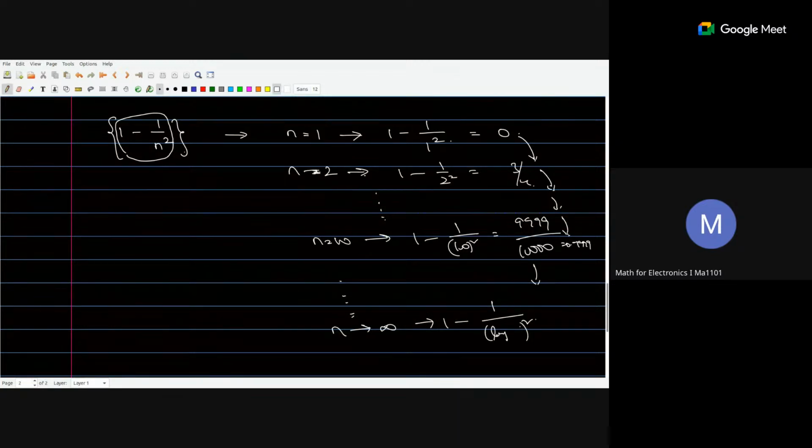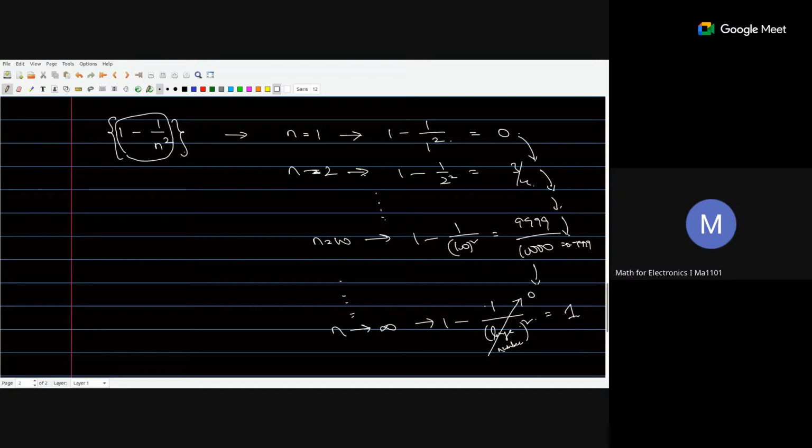Large number. So I'm not substituting infinite there, but I'm saying large number. You can imagine the largest number you know and add plus 1 to it. So that will be your large number. So it's like 1 minus 1 by large number. So this 1 by large number whole square will go to 0, and eventually you will get 1.